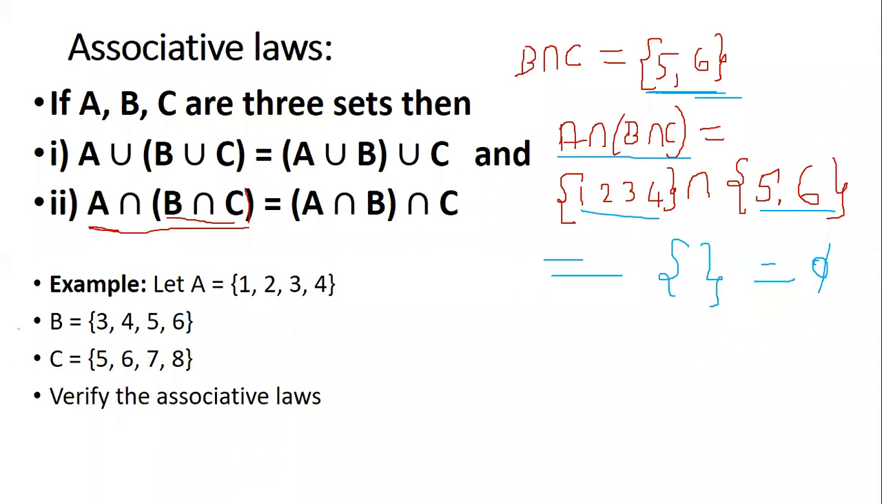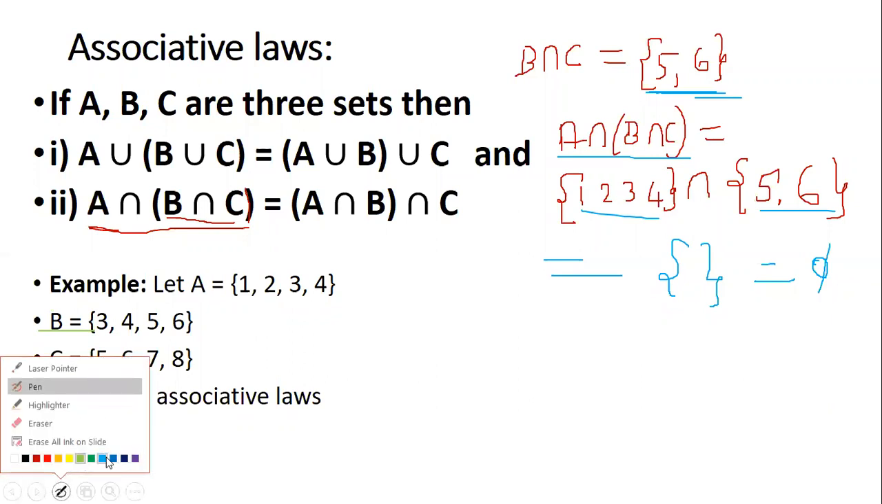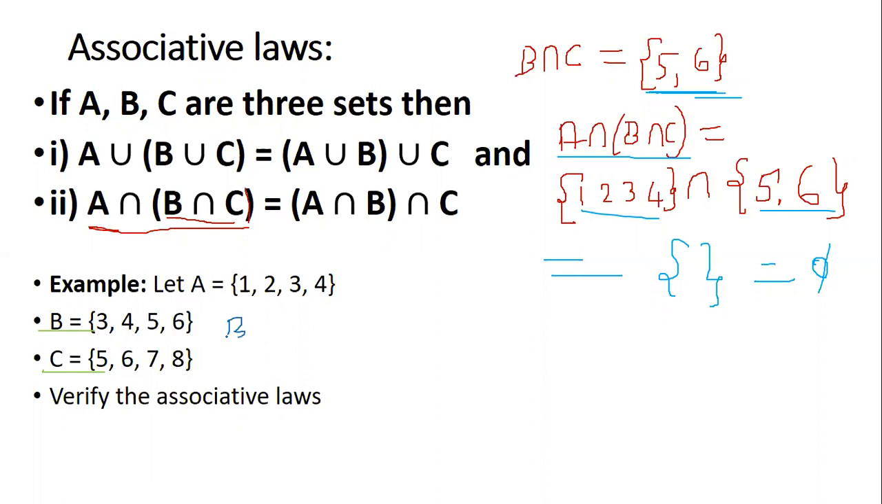Now, first using B and C. Okay. Using set B and set C, we found out what is B intersection C. B intersection C is nothing but common elements. Now, if you see between B and C, 5 and 6 are common in both the sets. So, 5 and 6 are B intersection C. Correct? Now, after this, forget these sets.